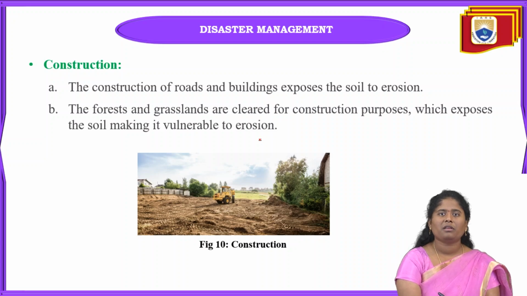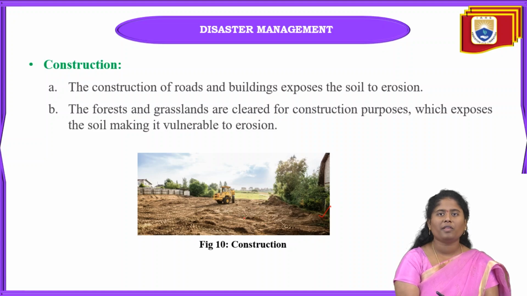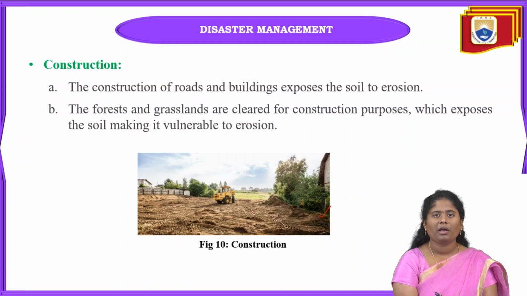Likewise, when forests and grasslands are cleared for construction purposes, the soil is exposed, making it vulnerable to erosion. Here you can see, for the construction they have already cut all the trees, and using bulldozers or cranes they are plucking even the small vegetation. By this, the soil particles will be loosened. At that time, erosion can easily start because of the wind.